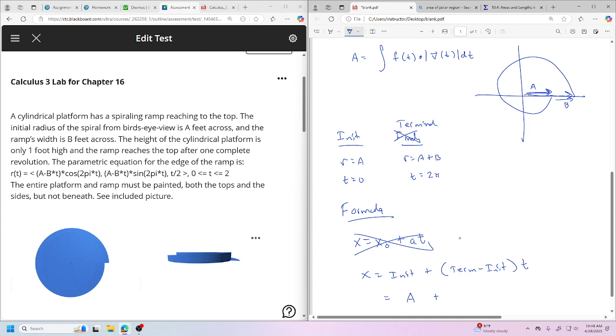What would this whole thing end up being this time? A and B terms. If this is just A, what would this end up being? Just B. Because if you think about it, I'm starting with my initial circle, and then I'm adding the ramp as I go. You basically just made a formula.